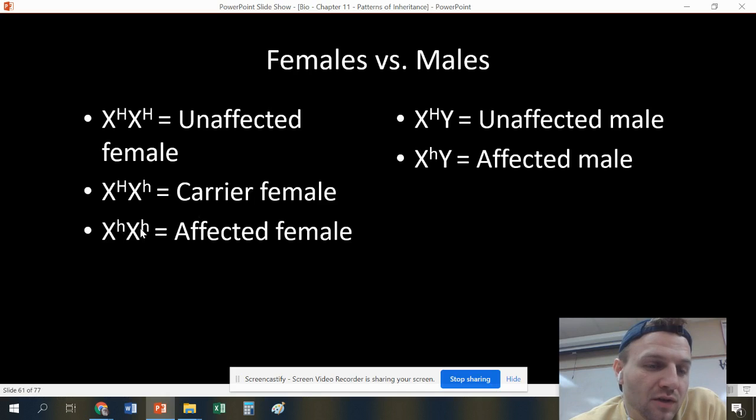She has to get two of them. You can see it's a lot harder to get both of these little alleles, compared with males, where you either don't have it or you have it. So in this case, X big H Y is an unaffected male, X little h Y is an affected male.